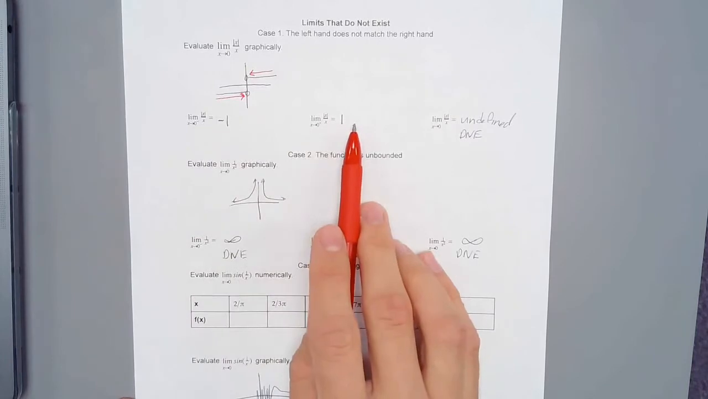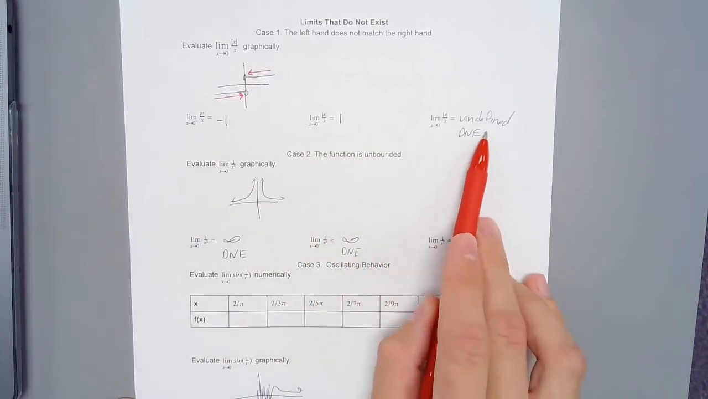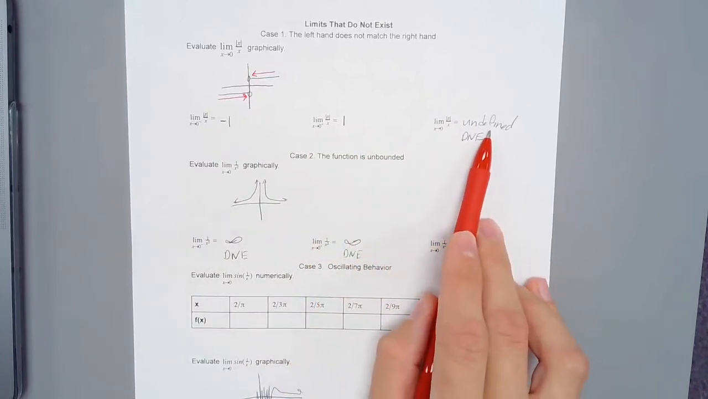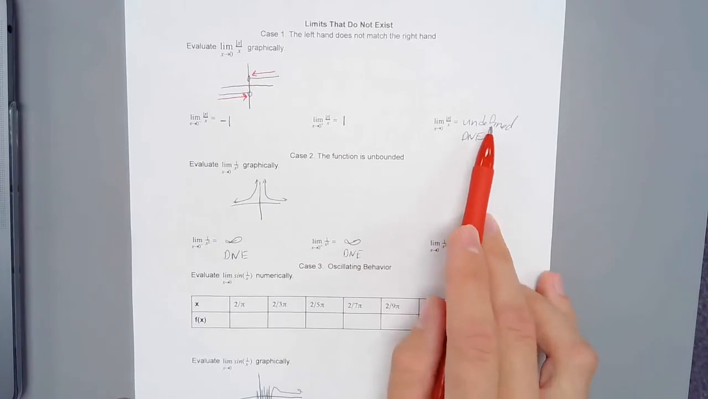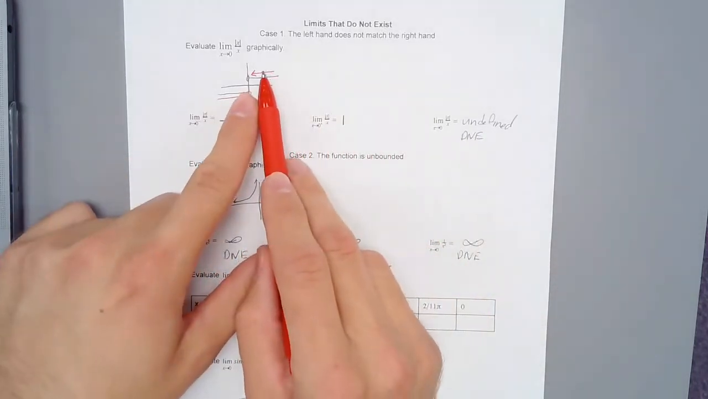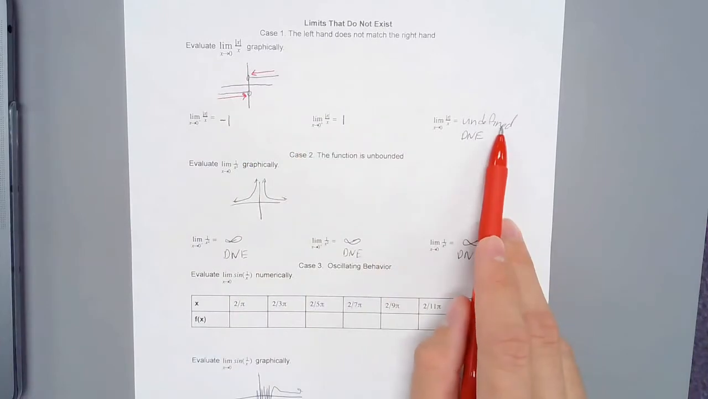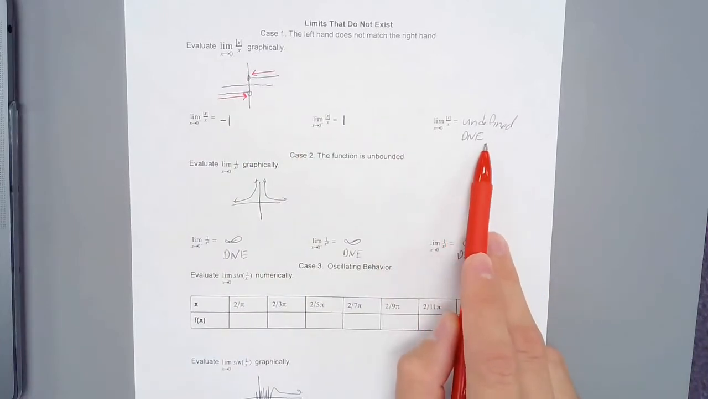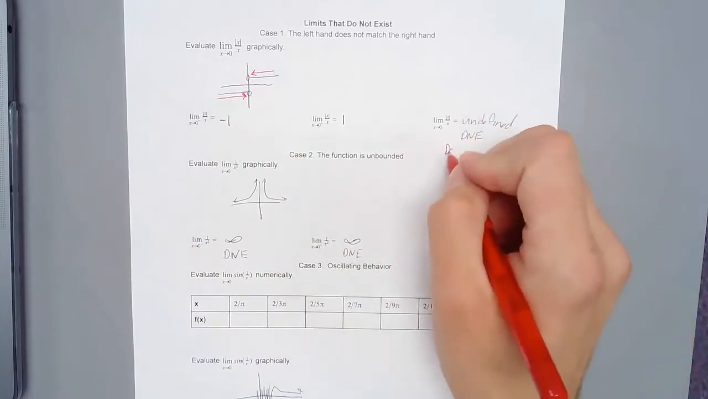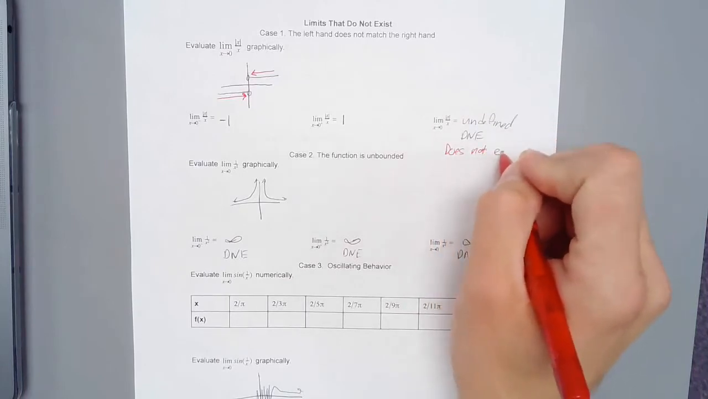-1 or 1? It's confusing, which means the limit doesn't exist, because there isn't one place it looks like the value is going when we look at it from both sides. So we're going to say this is undefined or does not exist. DNE, does not exist.